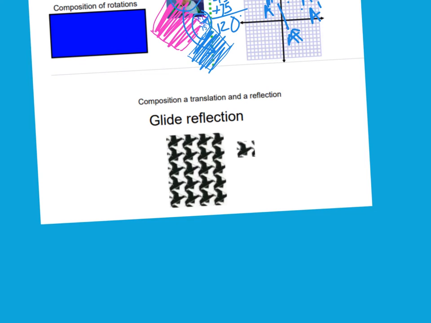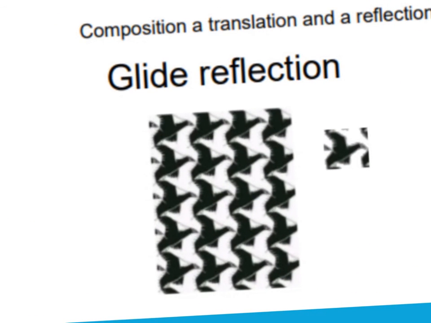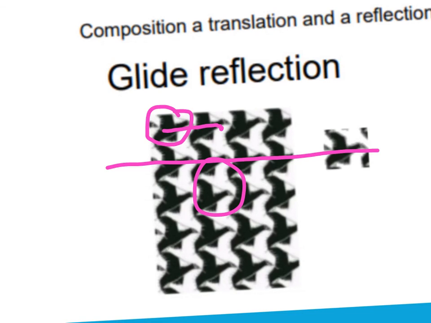I can also perform a composition of transformations when they're not exactly the same. For instance, I can do a translation and then a reflection. And I'm going to look at this as a line of reflection. And I'm going to start with this bird. If I slide this bird over to about there, and then reflect it over this line of reflection, I'm going to get this white bird. That's a translation followed by a reflection, also known as a glide reflection.